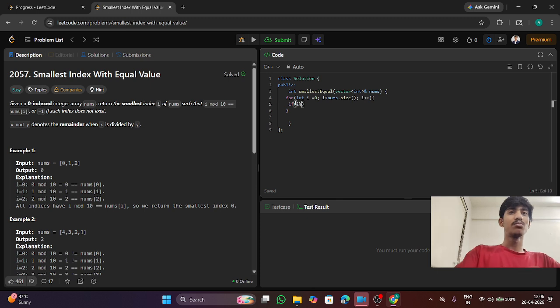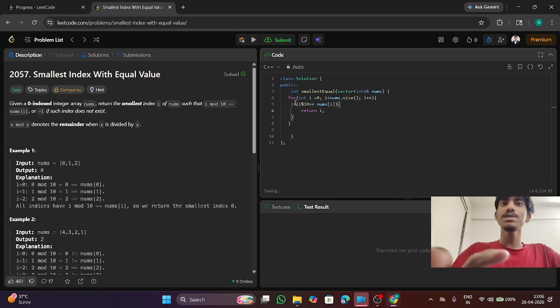i modulo 10 equal nums[i], return i. Or nums[i], both are the same answer, not different. You can also return i and nums[i].